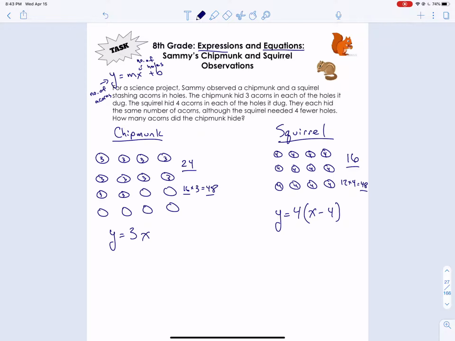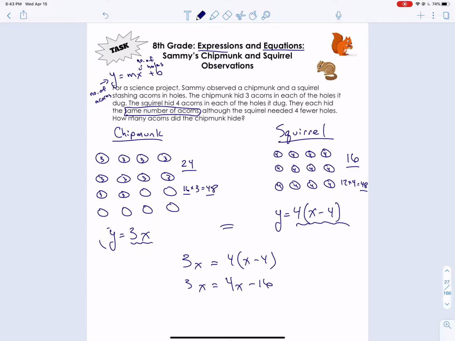So now let's see how we can get that 48 from these two equations. So basically the question statement says we want the same number of acorns. The number of acorns is y. Okay, so that's this right here. So y or all of this must equal all of this. So let me rewrite that. So 3x equals 4 times x minus 4. Let's simplify the right side. So 4x minus 16, 3x on the left. So now it's an equation, variable on both sides.